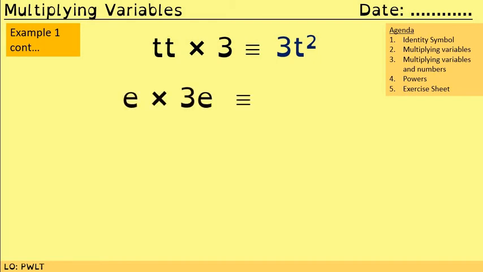This one, we have to remove multiplication symbols. We have to have our number first. Letters in alphabetical order, and any repeated letters we need to show by squaring. So we would have 3e squared.